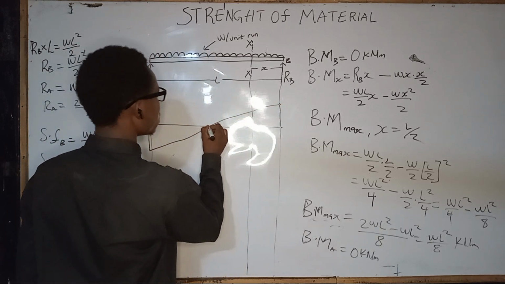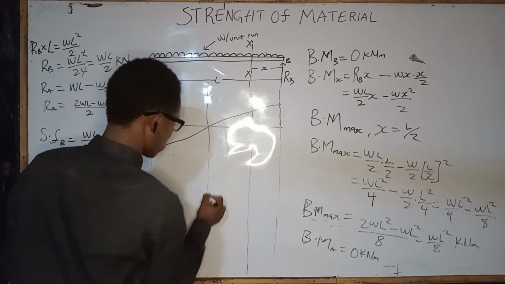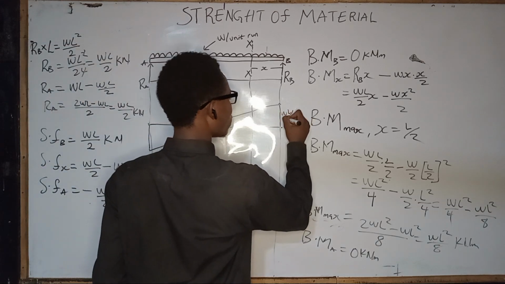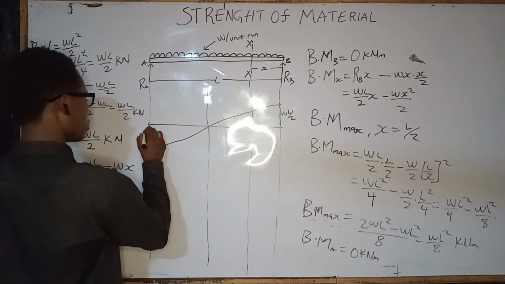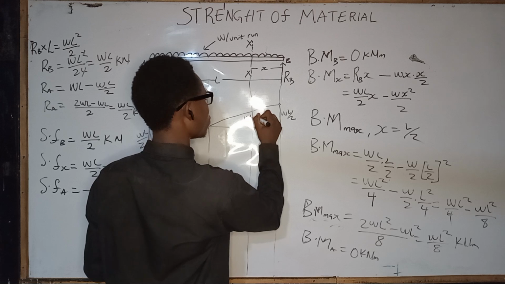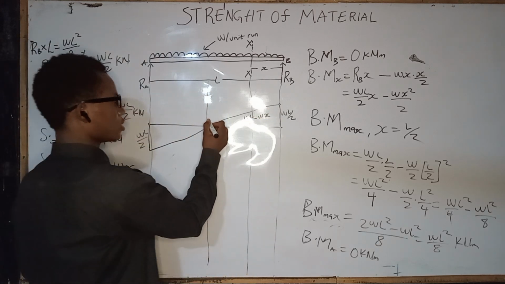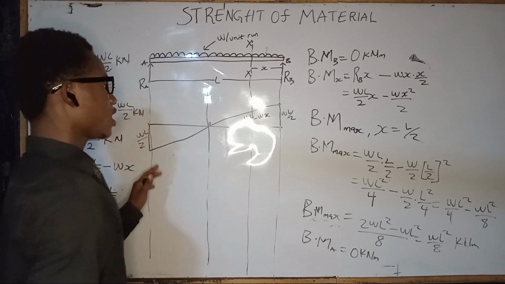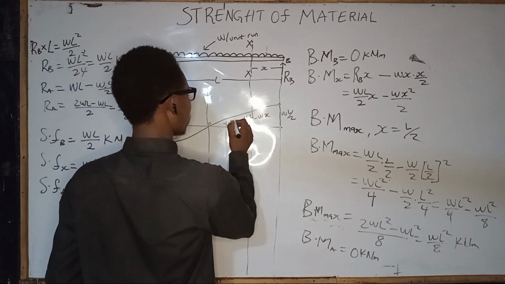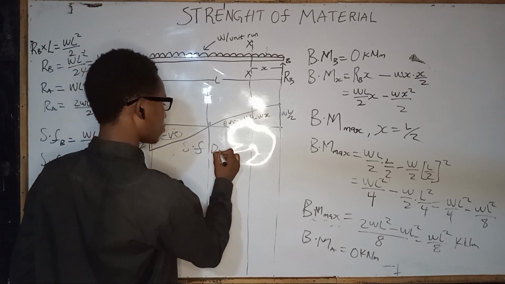This point here is where we have L over 2 from here. So here we have WL over 2. Here would be WL over 2 minus Wx, that is the shearing force at x, and here is the 0 point. So we have this as our negative, and here is the positive. This is our shearing force diagram.